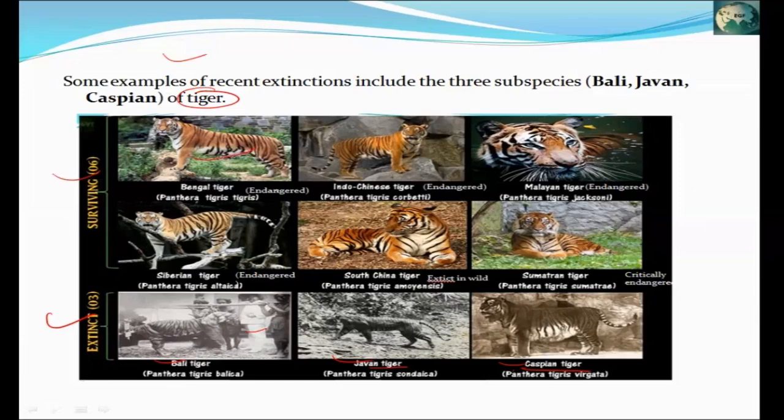The Bengal tiger found in India is endangered. The Indo-Chinese tiger is also endangered. The Malayan tiger is endangered. The Siberian tiger is endangered. The South China tiger is extinct in the wild. Extinct in the wild means in its natural habitat, that is the forest, the tiger is extinct there, now surviving only in breeding centers or zoos. Then the Sumatran tiger is critically endangered. Very few are surviving, so it can become extinct in future. So that's how Earth is facing lots of biodiversity loss.